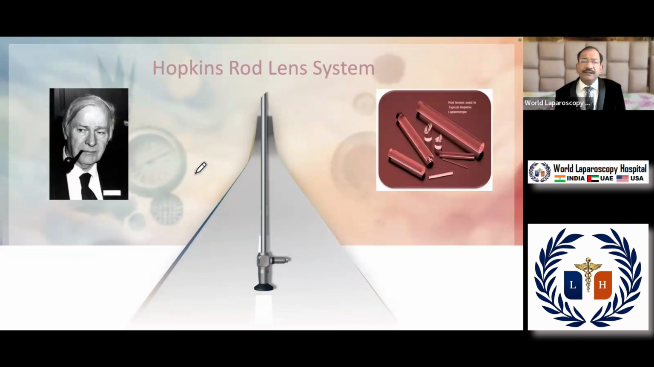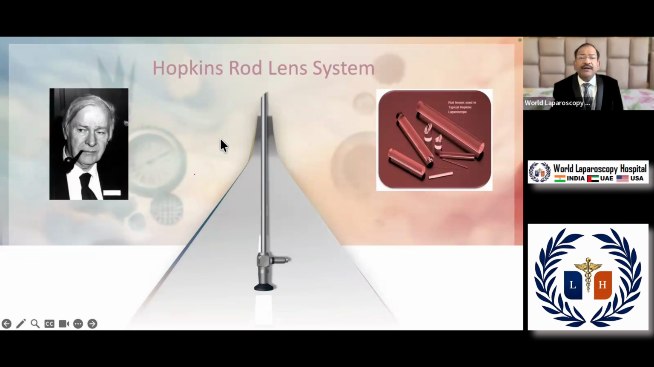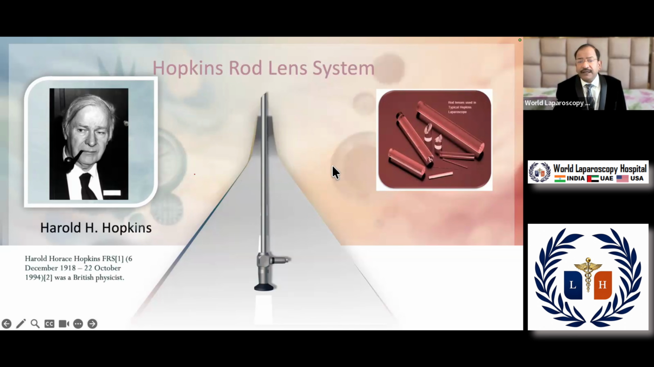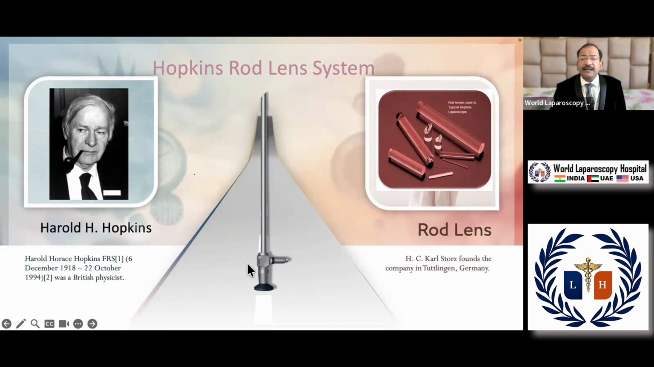Hopkins was a physicist, and once he had started this rod lens technology in Britain, he asked every company in Britain to make it commercially available. Nobody was ready. So then he went to Germany, where one of his very important innovations was taken up by Karl Storz. Together, Hopkins and Karl Storz established a company, and this was the first time the Hopkins rod lens system was commercially available, through Storz.